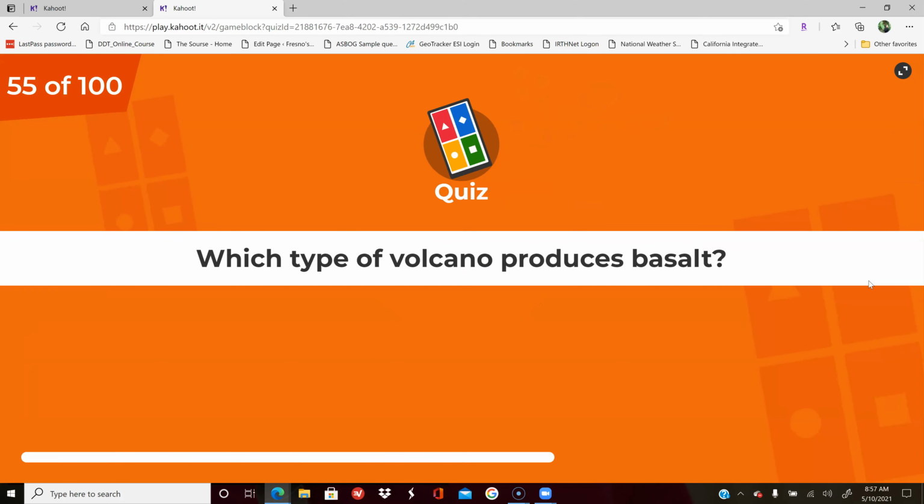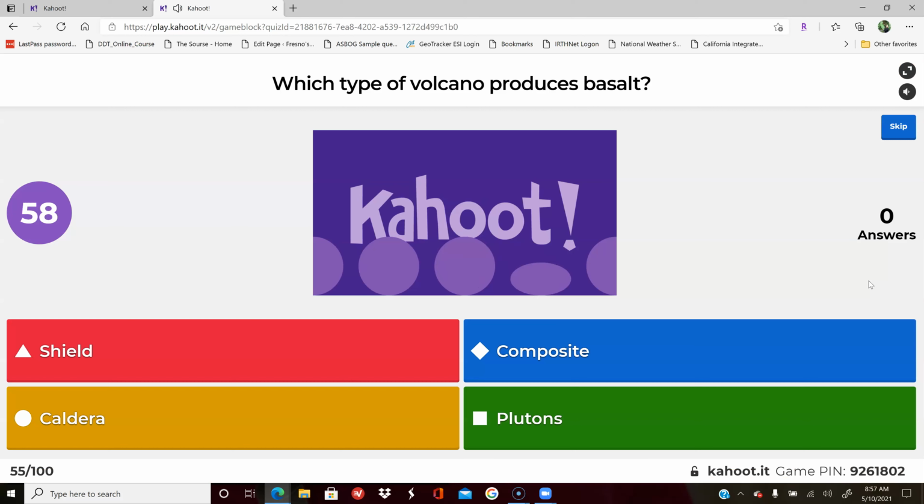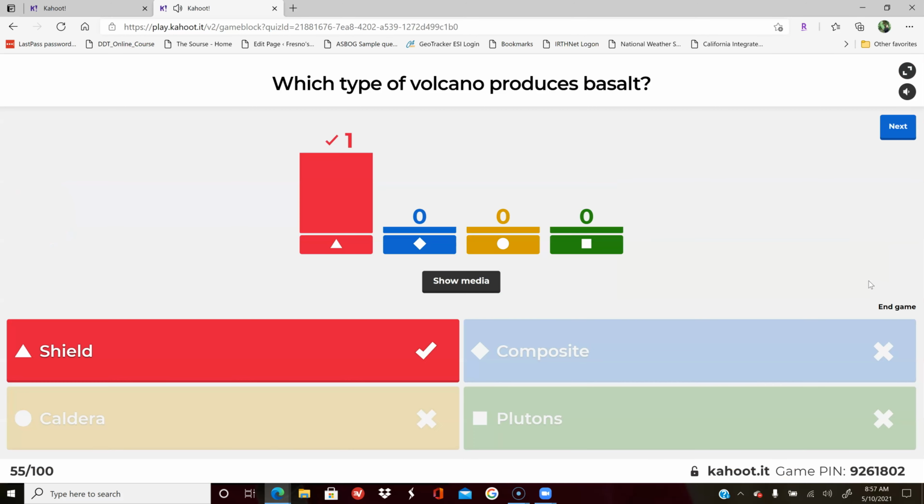Which type of volcano produces basalt? Shield, composite, caldera, plutons. Shield volcanoes create basalt.